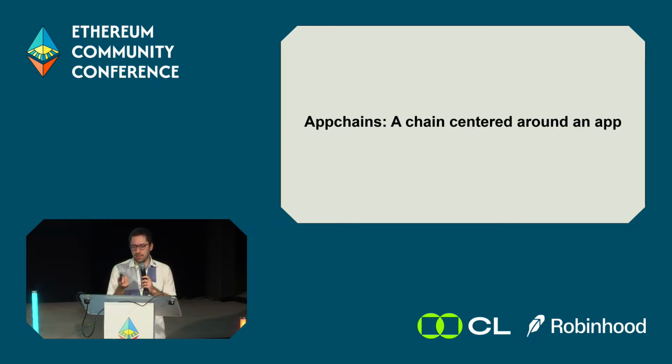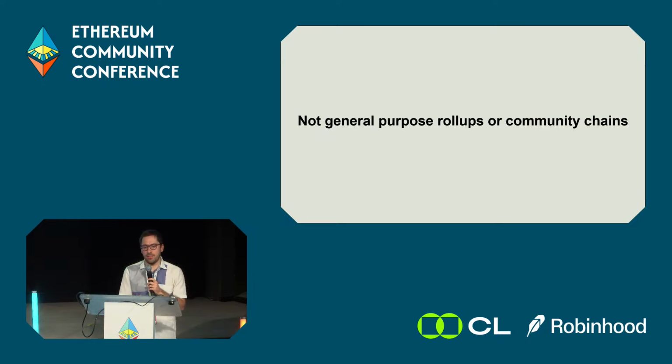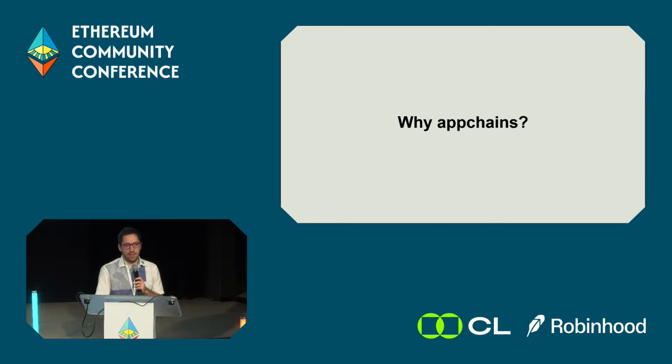App chains really have a marquee app. The chain activity centers around that. We find that that tends to be a very successful model, especially compared to the nth general purpose rollup or community chain. Why are people launching app chains? Why do we have all these examples coming up? Why did Robinhood just announce an app chain?